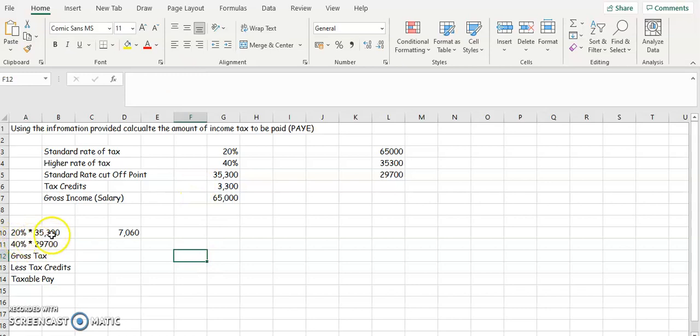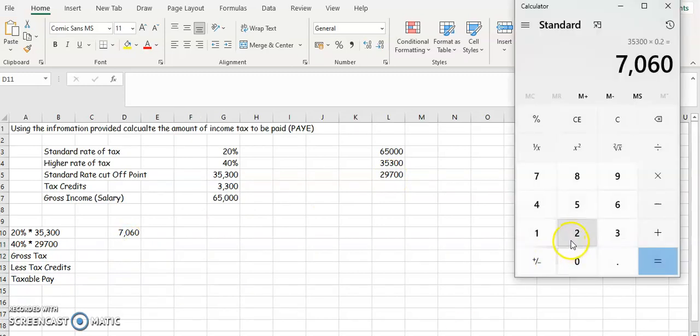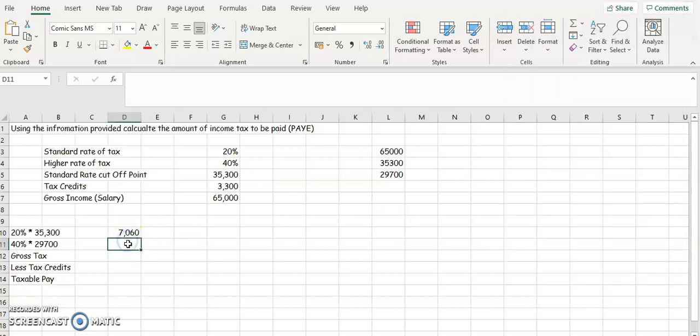Okay, so your 20% is always taxed on the standard rate cutoff point. And then to find out how much is taxed at a higher rate, you're going to take the gross salary, you're going to take away the standard rate cutoff point to identify the figure to be taxed at 40%. So then in your calculator, you're going to put 29,700. You're going to multiply that then by 0.4, which is 40%. So they're going to be taxed at 11,880.